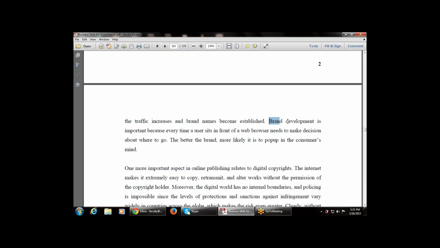These are the various issues, but brand development is very important, because every time a user sits in front of a web browser, they need to make a decision about where to go. So brand name is one of the major considerations from the consumer point of view, because most customers want a good brand, and if they are loyal to that brand and satisfied with it, they purchase only that brand again and again. The better the brand, the more likely it is to pop up in the consumer's mind. So the better the brand, the better the opportunity it has.